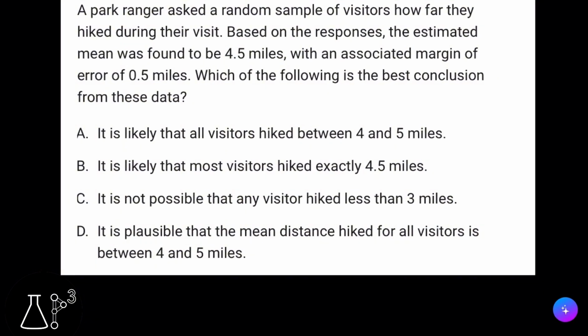Okay, we're going to go over a concept called margin error, and it's important for these very specific questions. So a park ranger asks a random sample of visitors how far they hiked during the visit. Based on the response, the estimated mean was found to be 4.5 miles. So it's the associated margin error 0.5 miles. Which of the following is the best conclusion from this data?